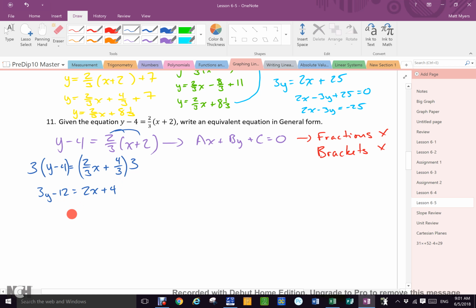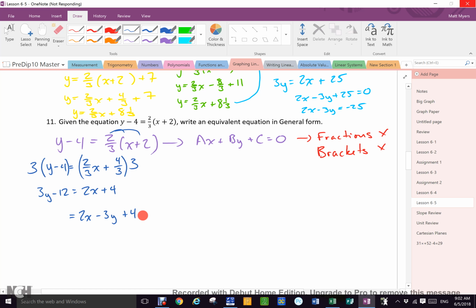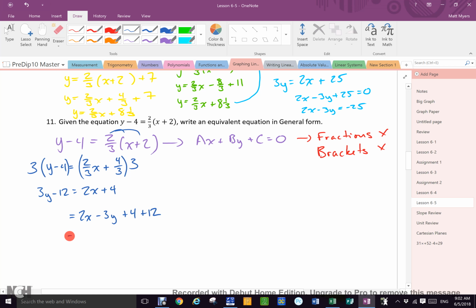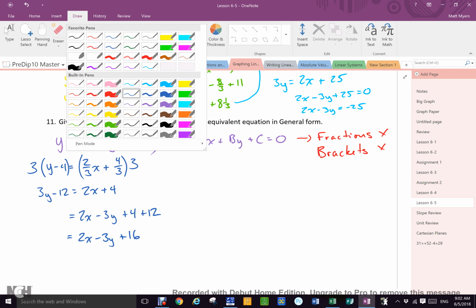Then I'm going to move everything around. 2x is already positive, so he's happy. Minus 3y plus 4 plus 12. Then, of course, because I've done grade 9 math, I know that I'm going to collect my like terms, and I'm going to get 2x minus 3y plus 16. Okay? Oh, you moved everything right. Everybody cool? Now, did you move everything to the right? Yes, you could if you wish, but then you're doing lots of extra negatives, and you guys screw up your negatives all the time.